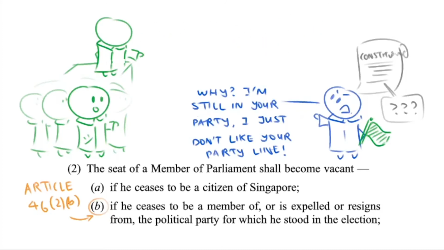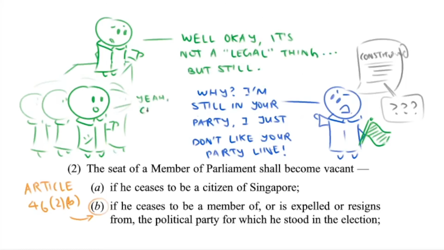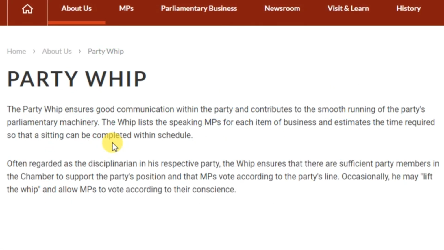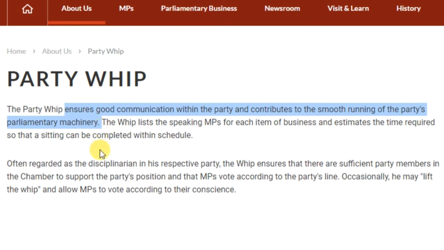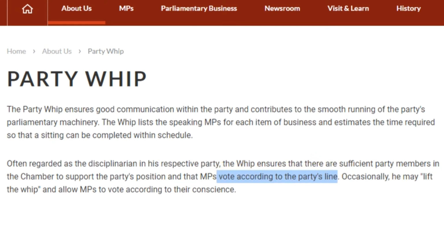But there exists an informal system that makes the members of parliament of each party vote based on their party ideology instead of their personal conscience. It's called the party whip. Under this system, usually one member of each political party is tasked with being its party whip. Among other things, the party whip ensures, in most cases, that members of their party vote along party lines.